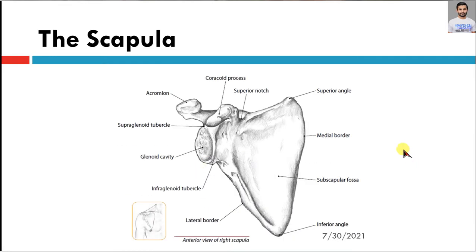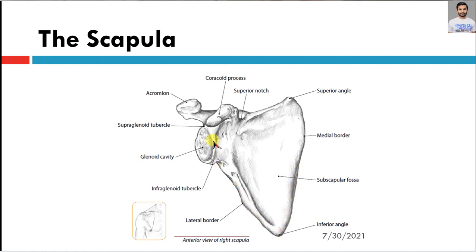The scapula, in this picture you can see the anterior view of the right scapula. The scapula has two angles, three borders, the glenoid cavity, the spine, the acromion and the coracoid. I will repeat and try to use my pointer to show the position. First of all, this is called the superior angle because this is the point where it is curved. This is called the medial border. This is the inferior angle, and this is called the lateral border.